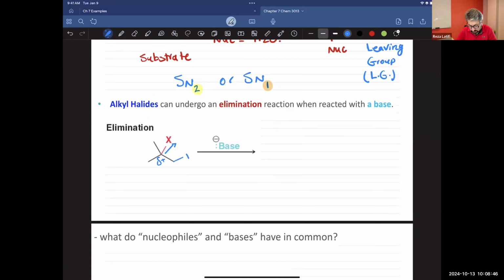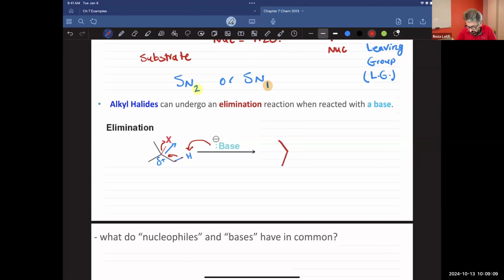The shortest wall, we can take hydrogen. So in this case, the base is going to go after hydrogen, and it will take the hydrogen. While it's taking hydrogen, it will give up those 2 electrons, and those 2 electrons will be taken by the halide or X. So the product, we're going to get this one.